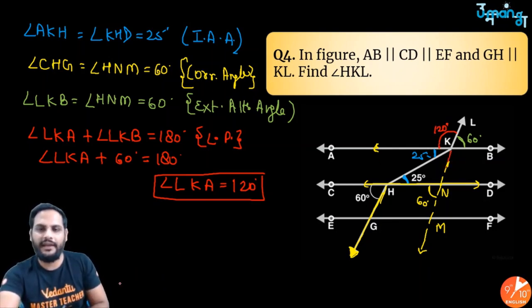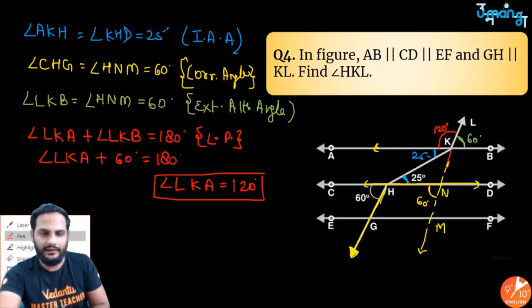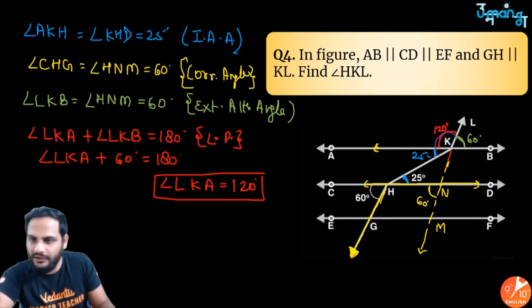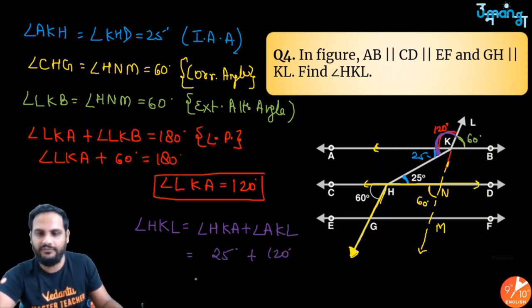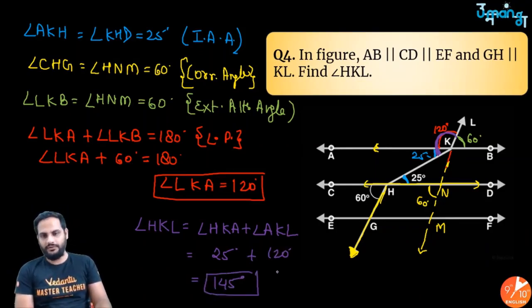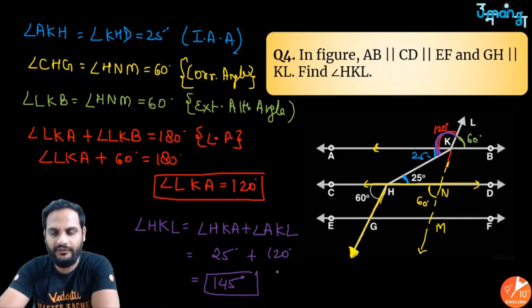Now what they were asking me was angle HKL. Angle HKL they were asking me. Okay, so what does HKL mean, son? This complete angle. HKL is this complete angle. So I can say, sir, angle HKL is equal to angle HKA plus angle AKL. So HKA is 25 degrees plus AKL is 120 degrees. So 25 plus 120 is 145 degrees. Okay. So this angle will be equal to 145 degrees. So this was a good question, right?